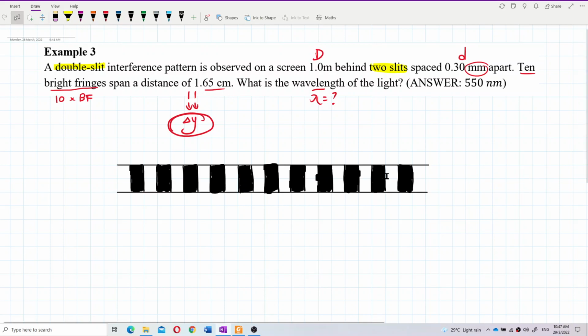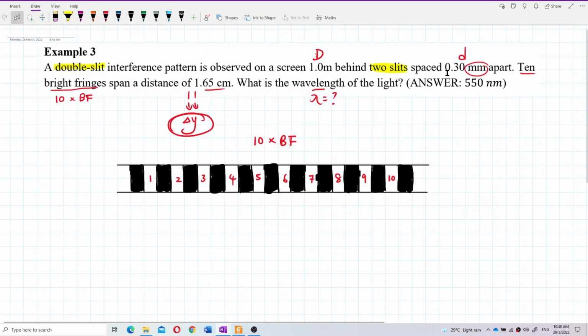Okay, so here I have drawn for you 10 bright fringes. As you can see, how many bright fringes do you have? I start from this one as the first one. 1, 2, 3, 4, 5, 6, 7, 8, 9, 10. So you have 10 bright fringes here.